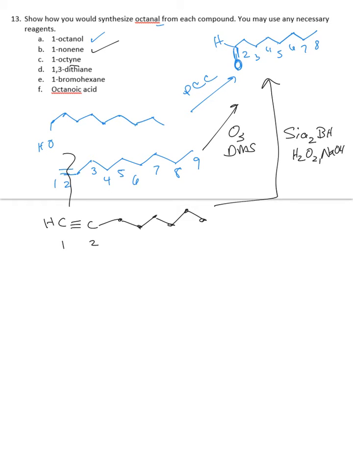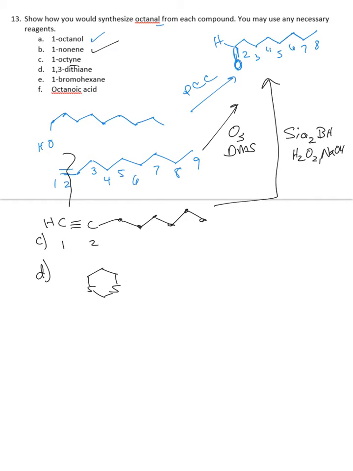That's that disiamylborane reagent, and that gives us an enol that does the tautomerization. And since it's a terminal alkyne, it's going to give us an aldehyde because the borane is going to add to the least substituted carbon. That's the anti-Markovnikov addition. Okay, so that's C.